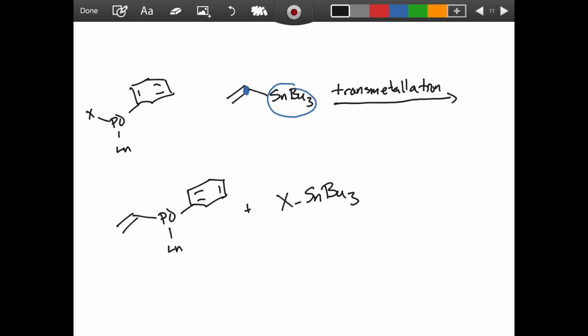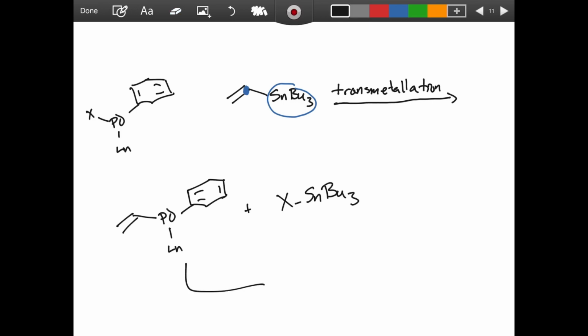So you don't need base in these because you never make acid. You just put the halide on the metal, and that compound is relatively inert to these reaction conditions, so you don't have to do anything like sop up anything, right? You don't have to worry about, oh, I'm making acid, it's going to mess with my palladium. No, none of that is necessary. It's just fun. So that's your transmetallation.